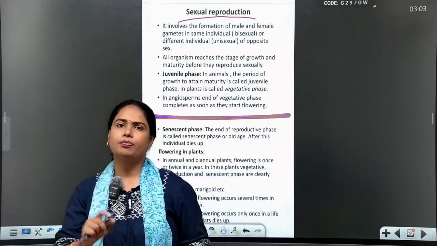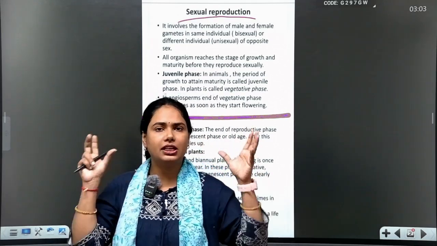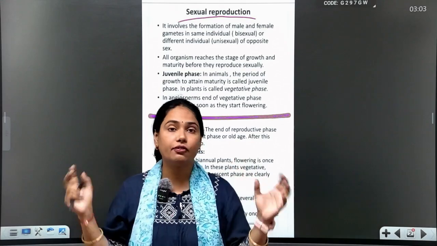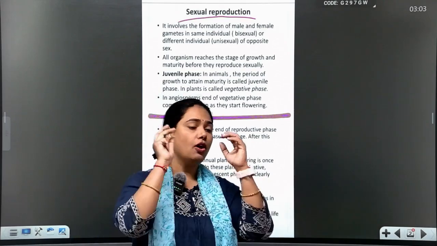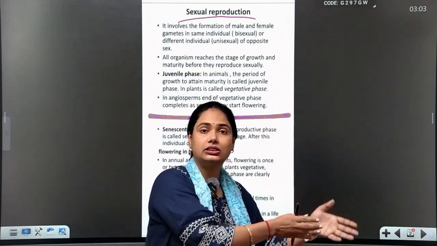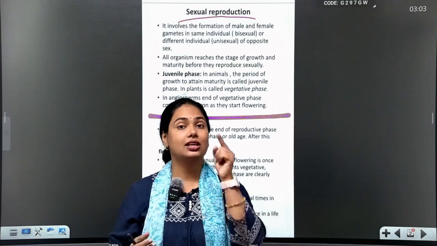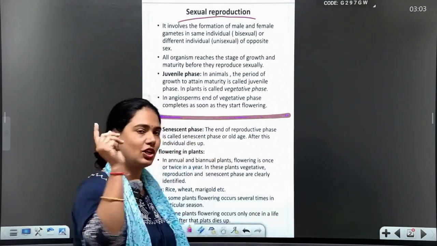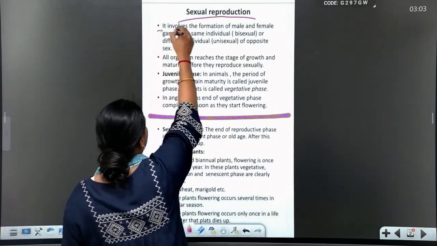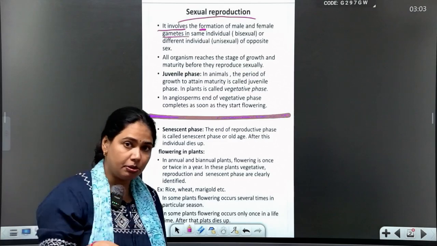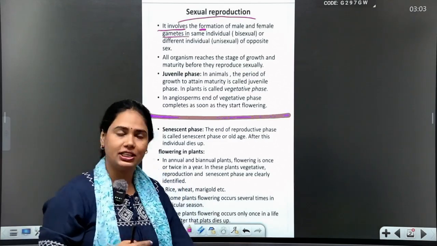So today I want to give you an explanation of the sexual reproduction journey. There is the pre-fertilization event, the fertilization event, and last is the post-fertilization event. All these topics are covered in this sexual reproduction process. So let's start. It involves the formation of male and female gametes in the same individual or different individuals.